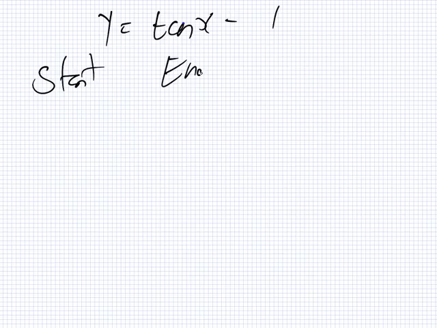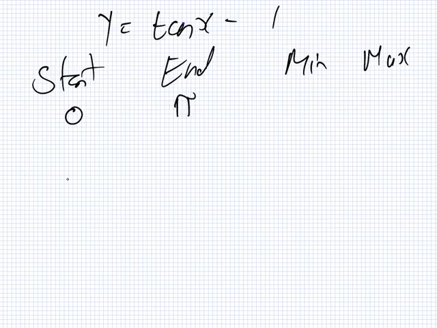So, tan x minus 1. Start, end, min, max. For tan it starts at 0, kind of. It's a bit weird, and ends at 180. If you remember, the graph goes like this. It continues on the left and the right, but this is the graph for tan. It's weird, I know.